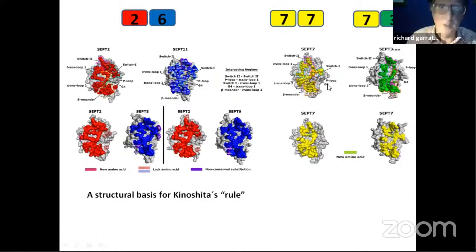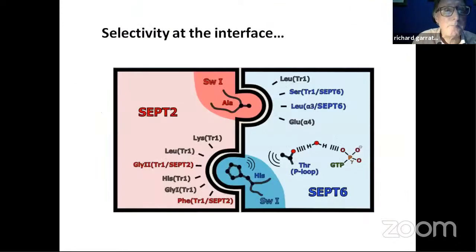And these are rather different when you look at yellow with yellow or yellow with green. So yes, it does seem Kinoshita's Rule makes some kind of sense. You can substitute a blue septin with another blue septin simply because it provides the same contacts at the interface as one of the other blue septins.